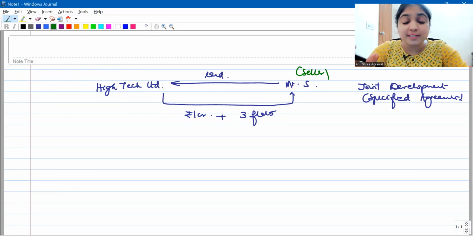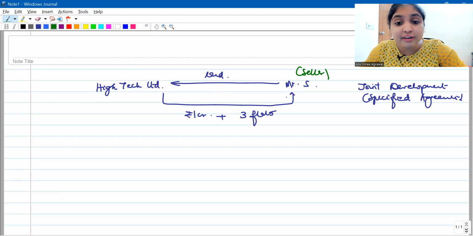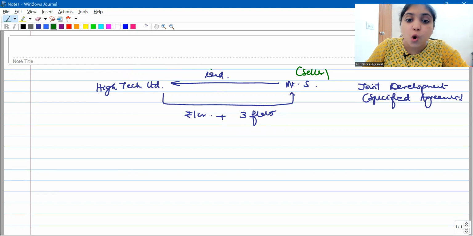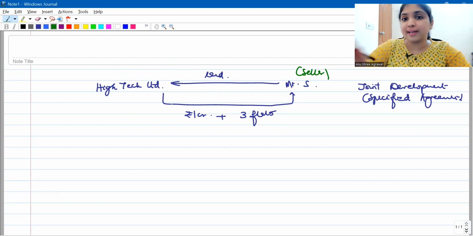So first of all, did you understand how will you identify a specified agreement? How will you identify a joint development agreement? Your assessee, your seller has given a property. He has transferred his property to a real estate development company, and in return, he is getting a share in that same property. On this land, High-Tech Limited is going to construct flats, and out of those flats, High-Tech Limited is going to give 3 flats to the seller. This will help you identify that it is a joint development agreement.